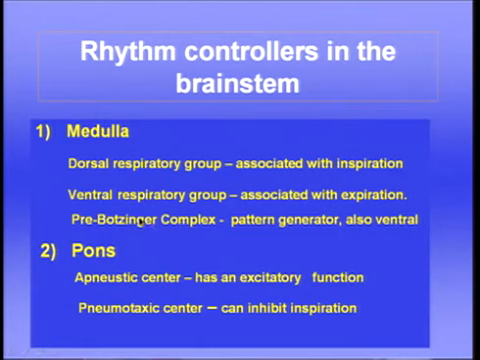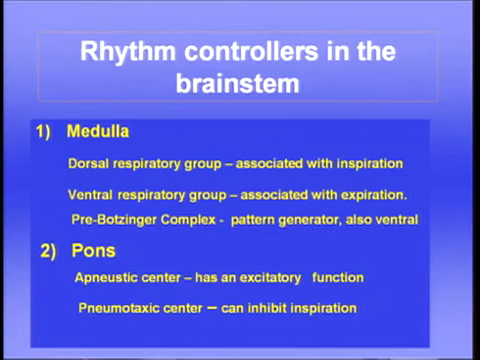Now, more recently, people have spent a good deal of time working on a thing called the Pre-Botzinger complex. This is thought to be very critical in terms of the central pattern generator. It's also located somewhat ventrally in the medulla, and researchers have carried out experiments on newborn animals where they've taken slices of the brain and shown that they can pick up areas in this Pre-Botzinger complex which are undergoing intrinsic rhythm.